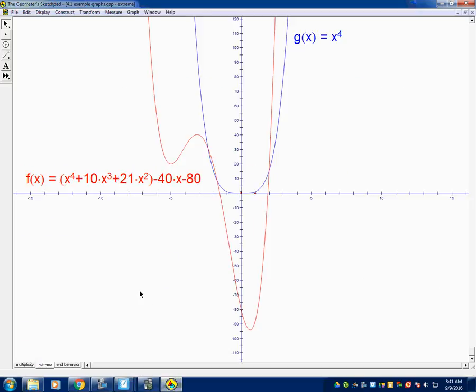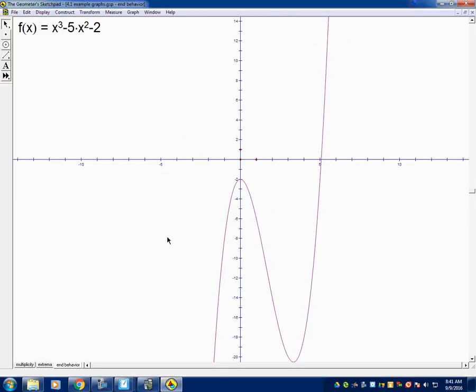So on the geometry sketchpad here, this is a cubic polynomial. It's x cubed minus 5x squared minus 2. This looks like your parent graph for x cubed. That's what's happening. This x squared and minus 2, especially as x gets really large, doesn't matter. But what these terms in here do is shift it and then kind of stretch it as well. But you know, as x goes to infinity, this graph really just looks like x cubed.